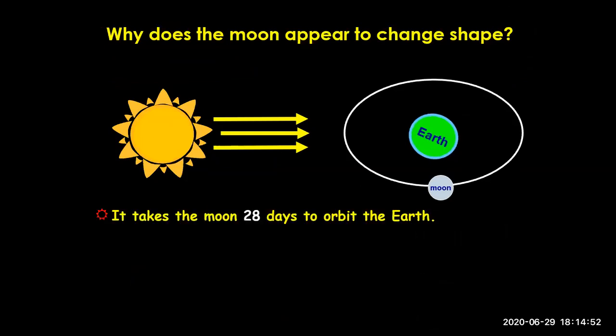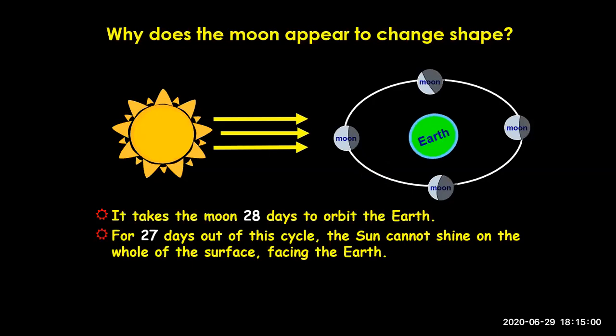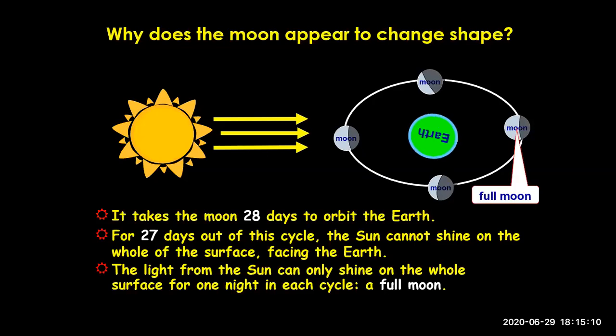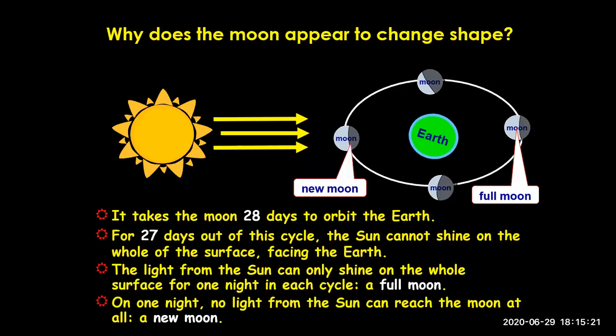It takes the moon 28 days to orbit the Earth. For 27 days out of this cycle, the sun cannot shine on the whole of the surface facing the Earth. The light from the sun can only shine on the whole surface for one night in each cycle, a full moon. On one night, no light from the sun can reach the moon at all, a new moon.